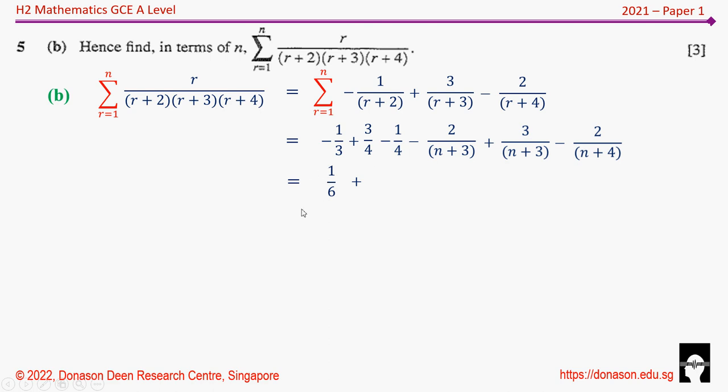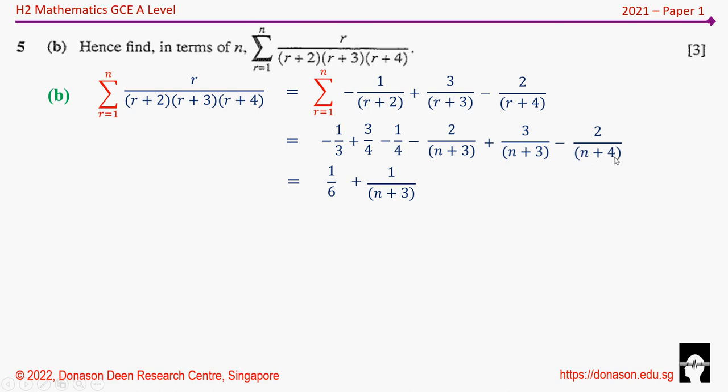So 1/6. Now this one and this one, we have 3 over n plus 3 and minus 2 over n plus 3. So from 3 if you subtract a 2, it's simply going to become 1 over n plus 3, isn't it? Because this and this have the same denominator, so we could combine them. So it simplifies to give you 1 over n plus 3.